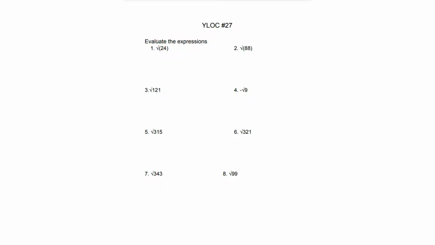For the first part, we need to evaluate the expressions. So for number 1, we have a square root of 24. And this isn't a perfect square. So what we can do is find the factors. If we think about it, 8 and 3 multiply to 24. And for the factors of 8, you could use 4 and 2. And for the factors of 4, you could use 2 and 2.